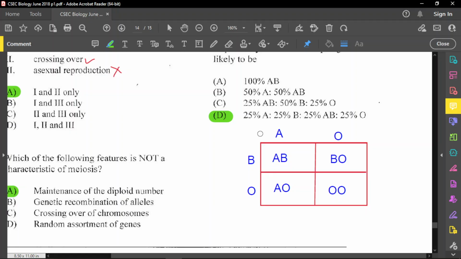So you have 25% AB right there, 25% BO, 25% AO. BO is still B, so they have 25% B right here, not a problem. AO is the same thing as A because O is recessive, right? And then you have 25% O as well. So yes, D is our answer.